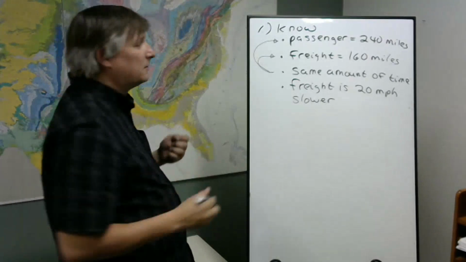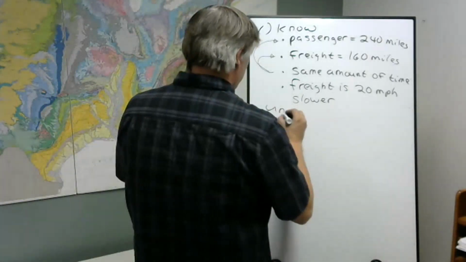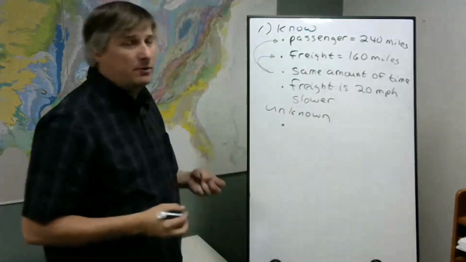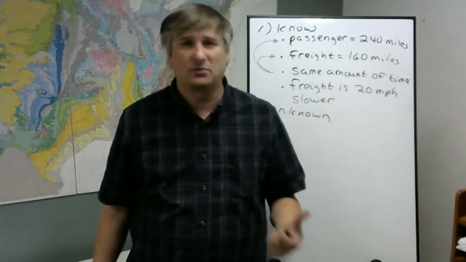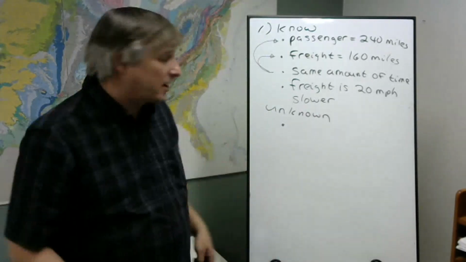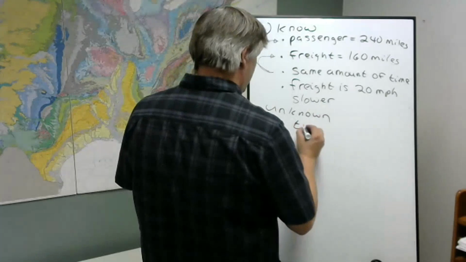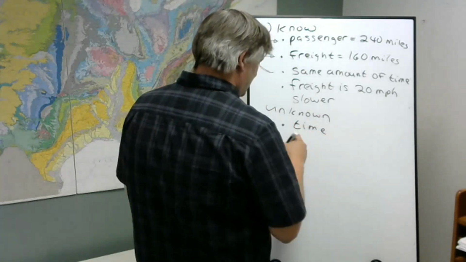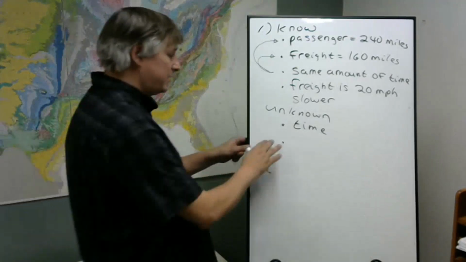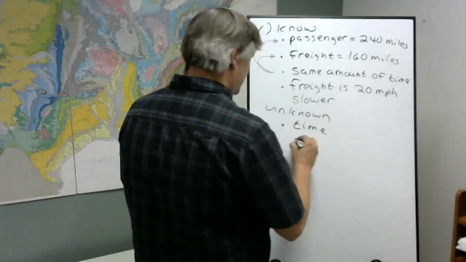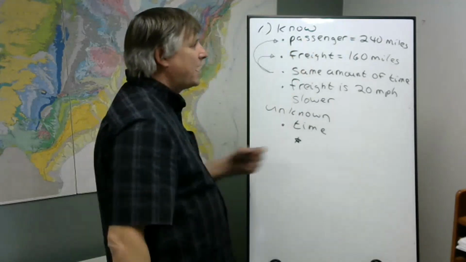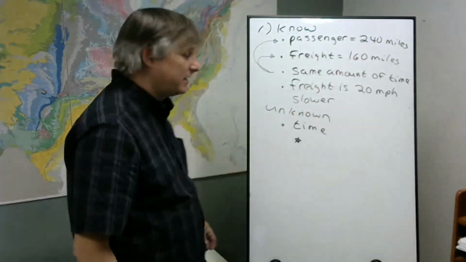So what do we not know? You can argue, of course, that clearly what we don't know are the rates of travel for the passenger and freight trains. We also don't know the time, to be fair. This might not be as important later, but we do know something about it. It's not totally a mystery. We do know that they travel these distances in the same amount of time.